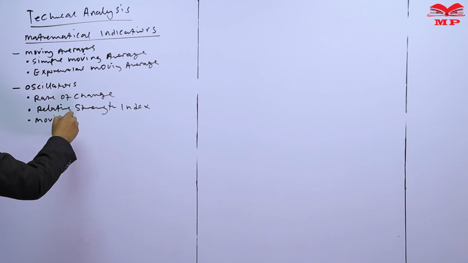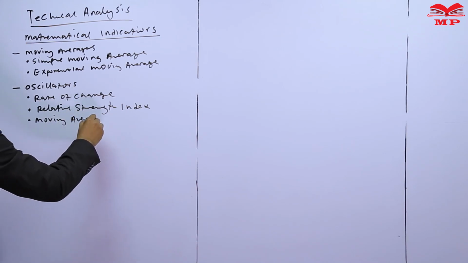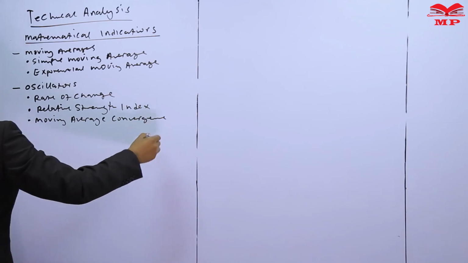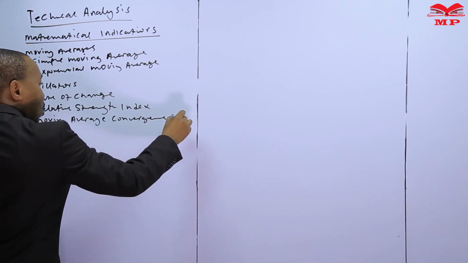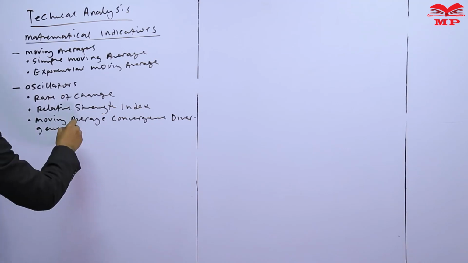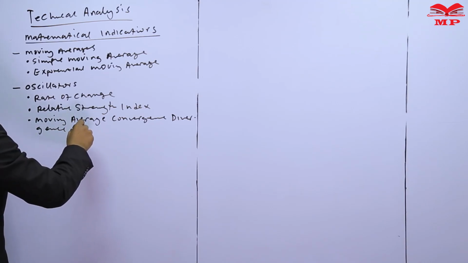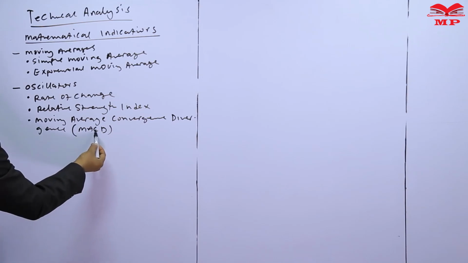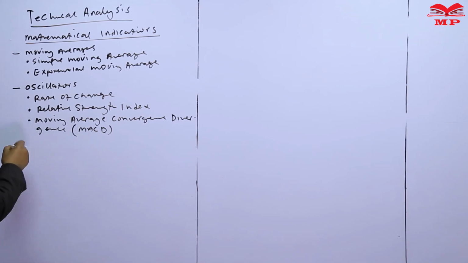Moving average convergence divergence, what technicians call MACD. Now, having looked at the mathematical indicators, we will look at the market indicators.